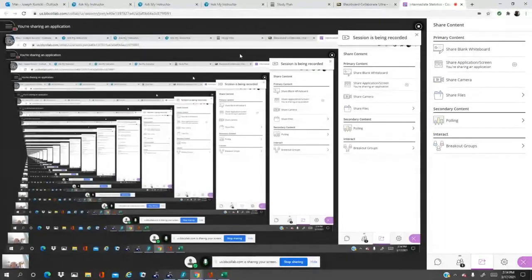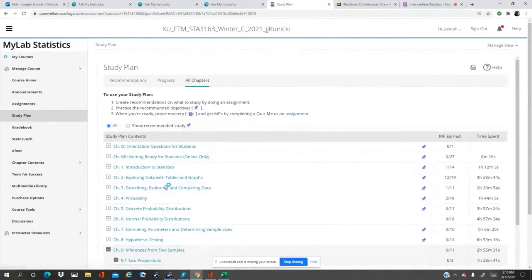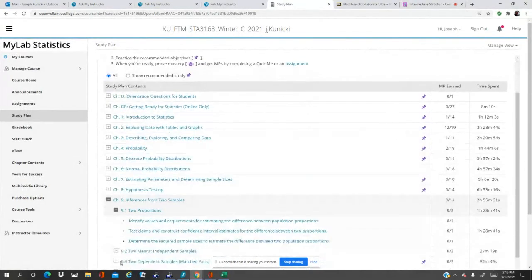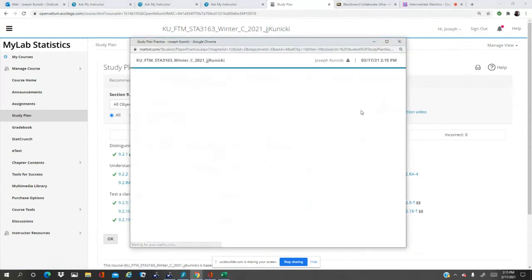So now we're going to do 9.2.5t. Got to change sections here to 9.2. 9.2.5t. There it is.